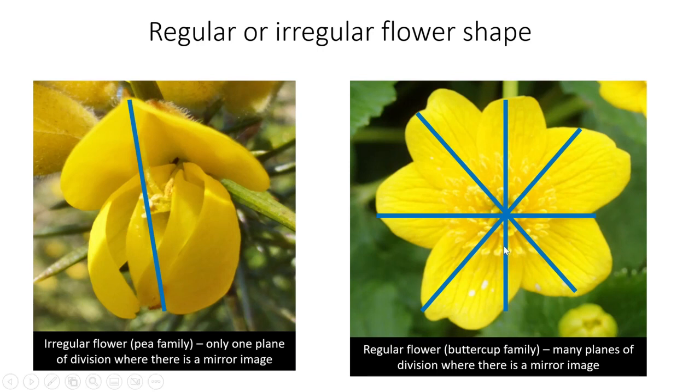Then we've got our marsh marigold here on the other side. And again, while it's not quite complete mirror images, it's easier to see this as being more regular in shape. So I call this pieces of the pie. If you cut this up, you more or less get the same piece of pie as somebody else is going to get if you cut that flower up. And that's a regular flower.